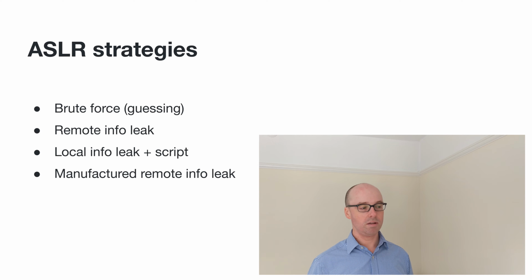And so the final possibility that I'm aware of for defeating ASLR is to manufacture an info leak. And that's what I did in SANE. So let me show you the place in the code where I manufactured the info leak.